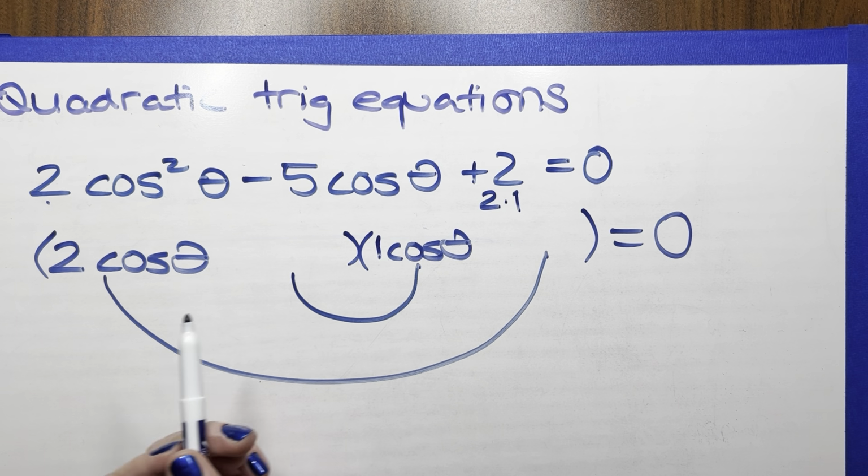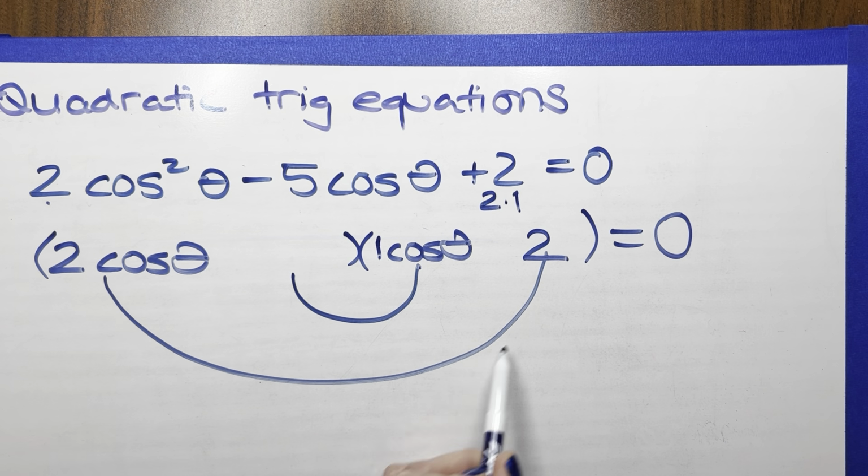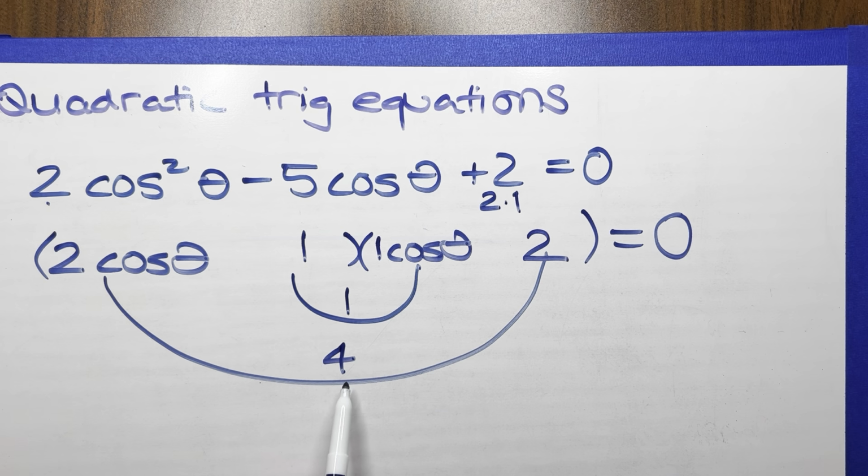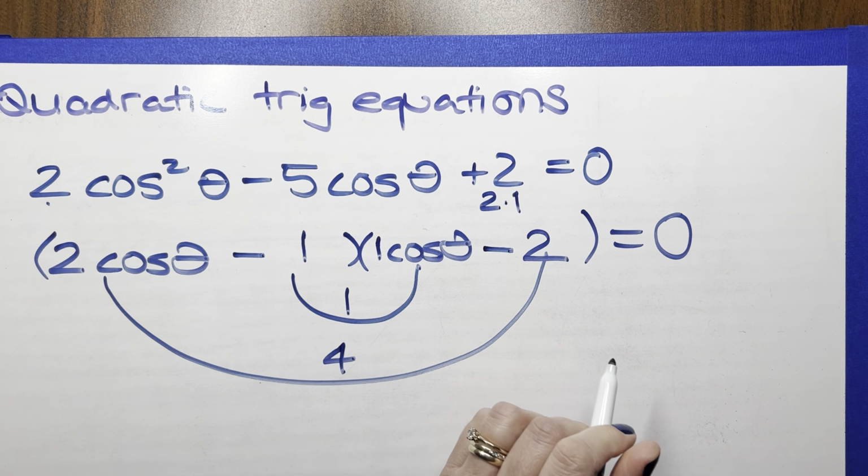So the way I can get the biggest value is if I put the 2 here, and I multiply 2 and 2 and I get 4. And if I put the 1 here, I get 1 times 1, which is 1. So that's going to give me my 5. To make it negative, I know that both of these signs are going to have to be negative.